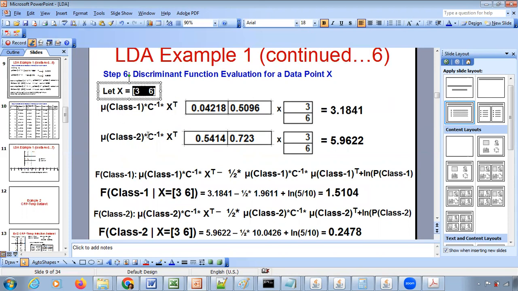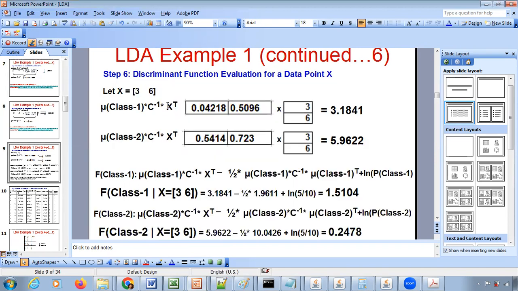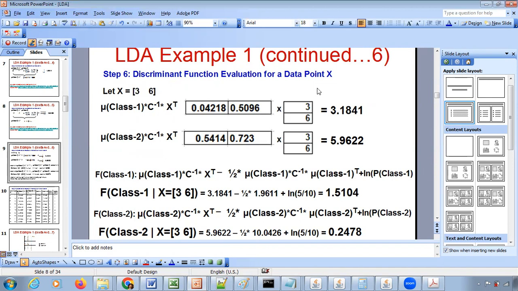So we're going to compute things like this. We're going to take that mu class 1 C inverse that we computed for class 1, multiply this with the transpose of that test record itself. So this is a mu class 1 C inverse that we computed here. Multiply this with the transpose of 3, 6. So 3, 6 is written here as 1 row, 2 columns. So the transpose will be 2 rows, 1 column.